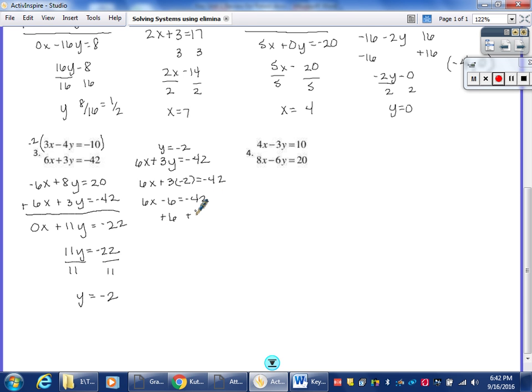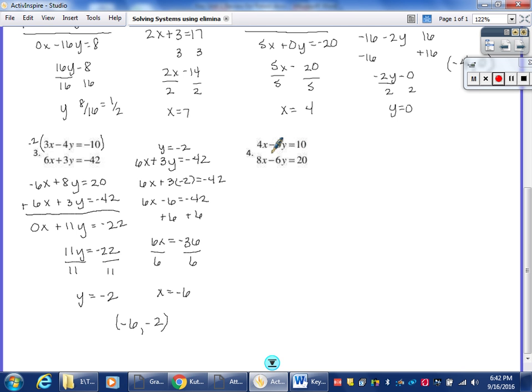Add 6 to both sides, and we get 6x is equal to negative 36. Divide both sides by 6. We get x is equal to negative 6. And so my solution here is the point negative 6, negative 2. All right, on to number 4.